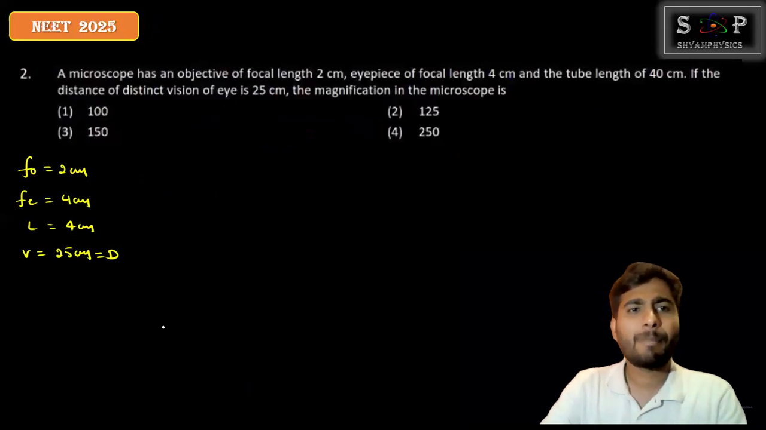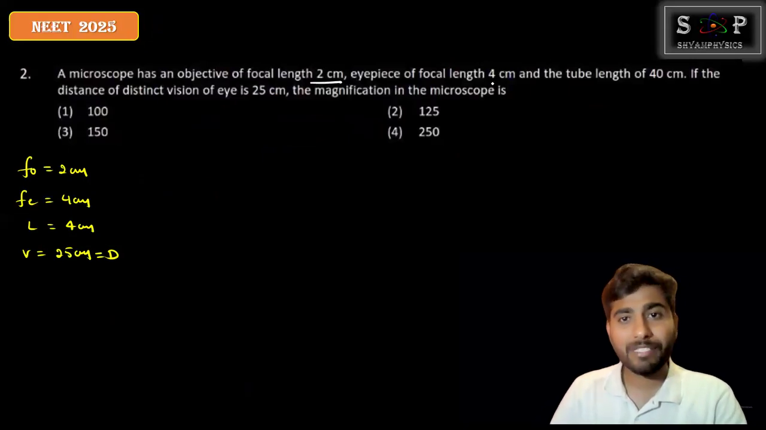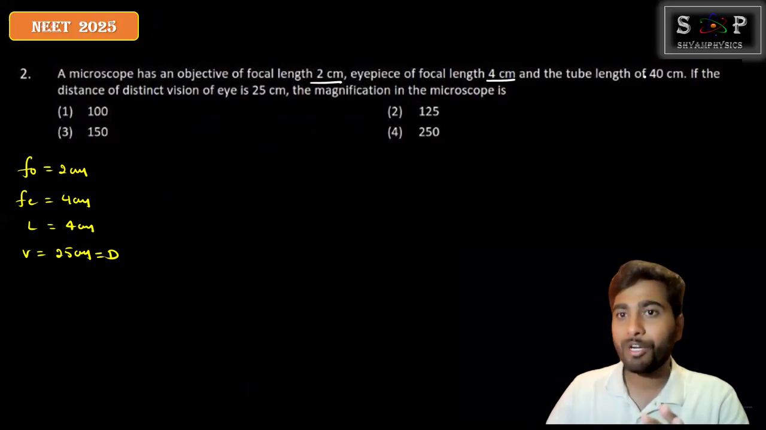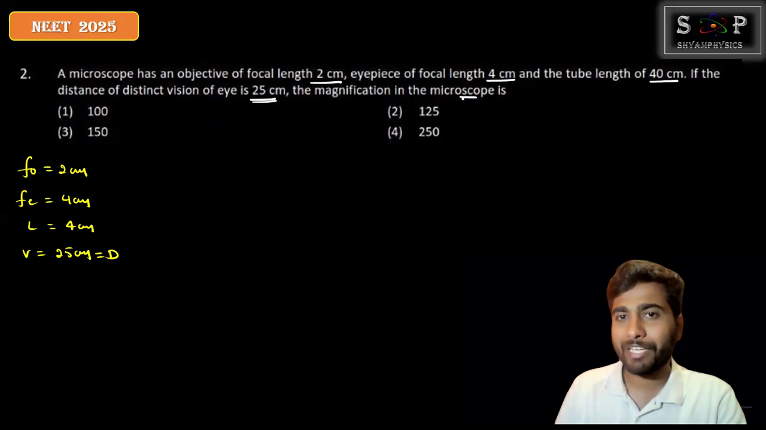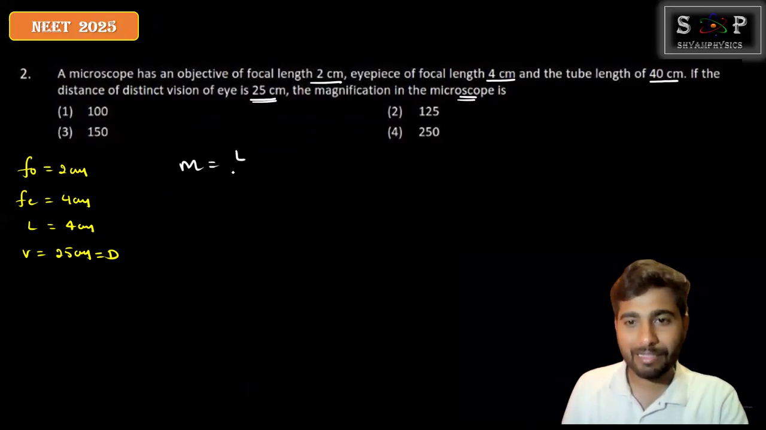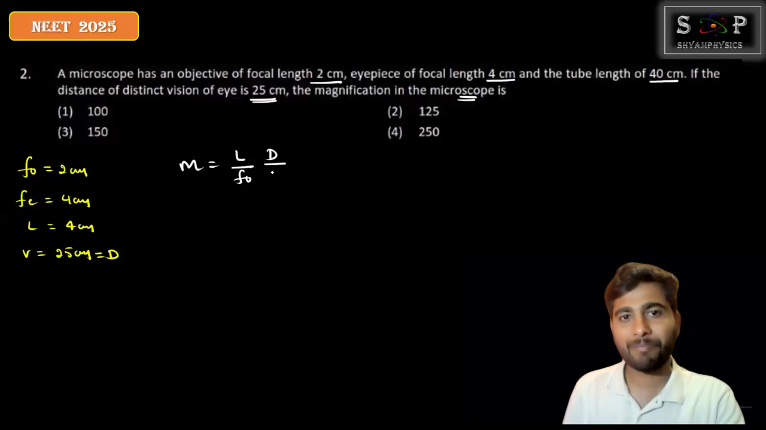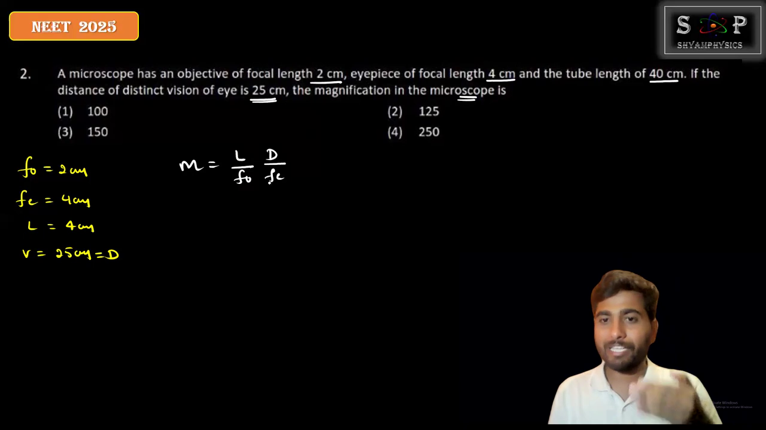Here it says a microscope has an objective of focal length 2 centimeter, an eyepiece of focal length 4 centimeter, and tube length is 40 centimeter. If the distance of distinct vision of the eye is 25 centimeter, the magnification of the microscope is? Magnification can be calculated by using the length of the microscope by the focal length of the objective lens, into the least distinct vision of the eye divided by the focal length of the eye lens, when the image is formed near the eyepiece.